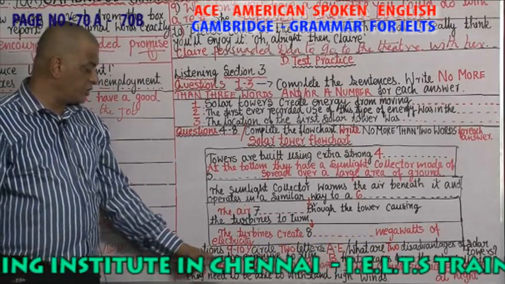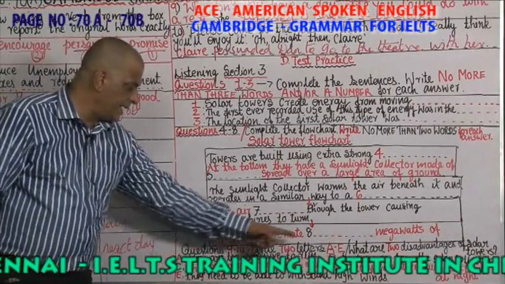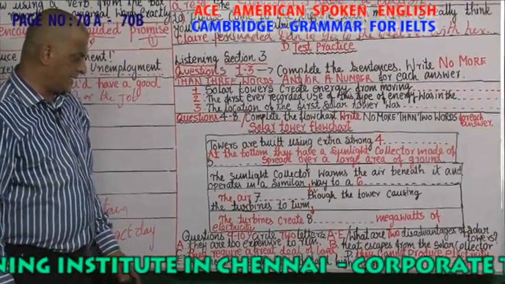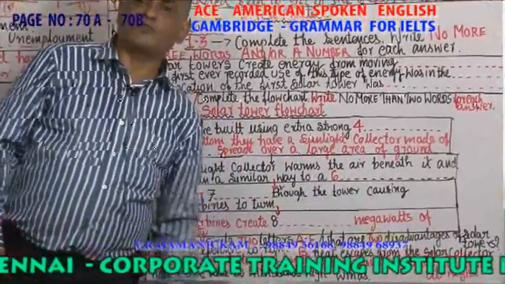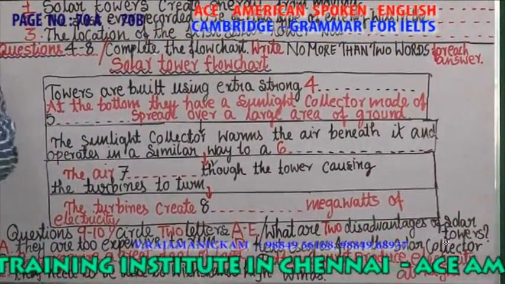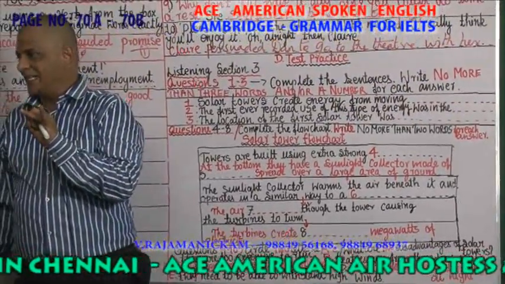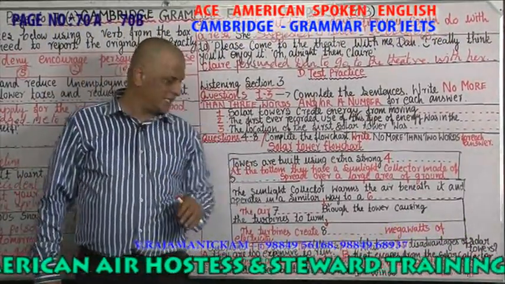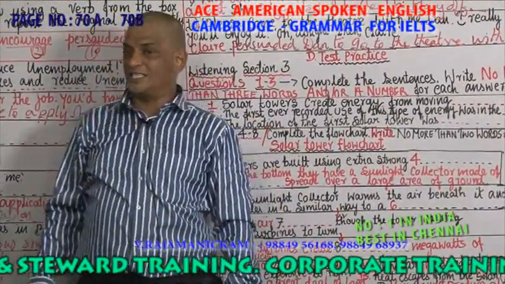So questions 9 to 10, circle 2 letters A to E. You have to circle A, B, C, D, E. You have to circle 2 letters. What is the question? What are 2 disadvantages of solar towers? You know solar towers. You get electricity through tidal, tidal means through water. Then through thermal, through wind, through water. So what are the 2 disadvantages of solar? Through solar, what are the 2 disadvantages?